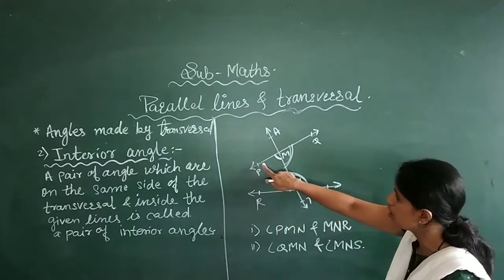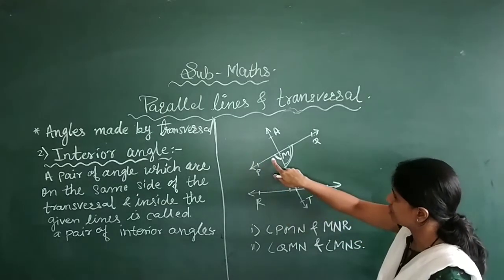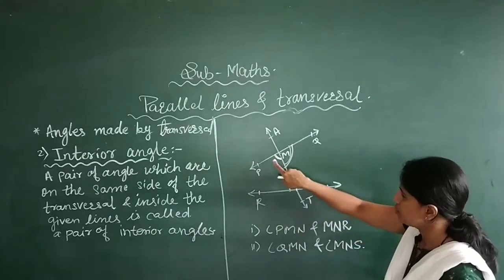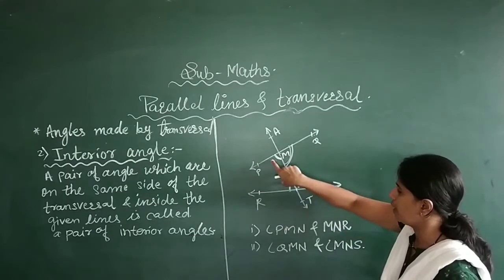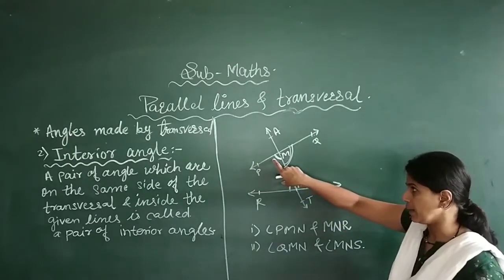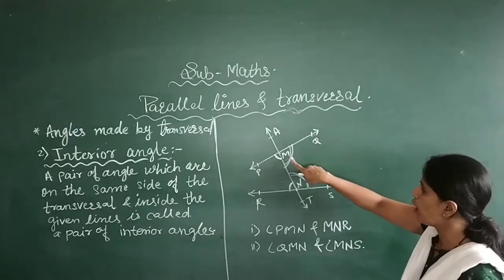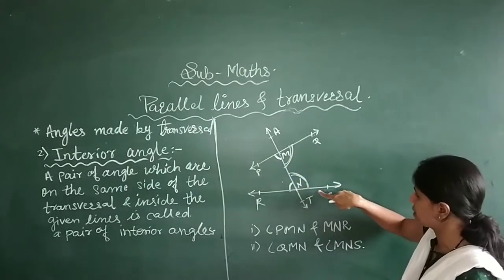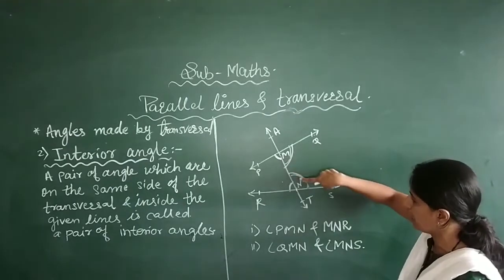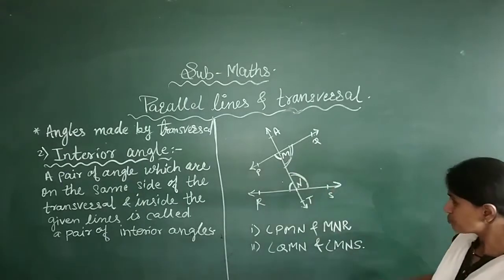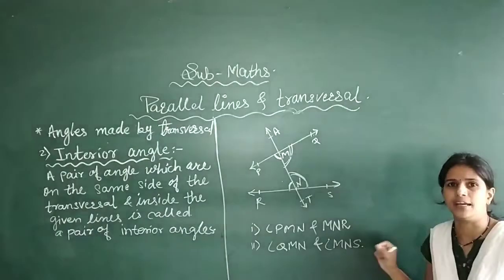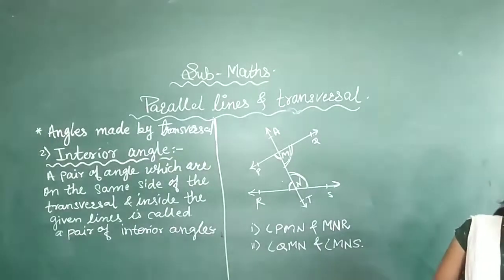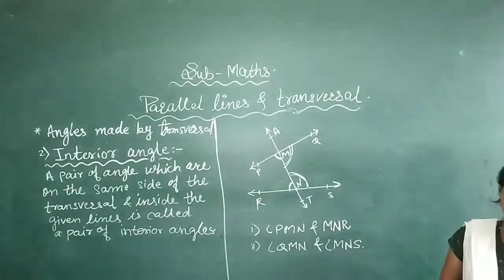Again I am explaining. PMN is this angle M and MNR is this angle N. These M and N angles are interior angles. Again see, QMN means angle M and MNS means angle N, so these are also interior angles. Okay. Now the next is alternate angle.